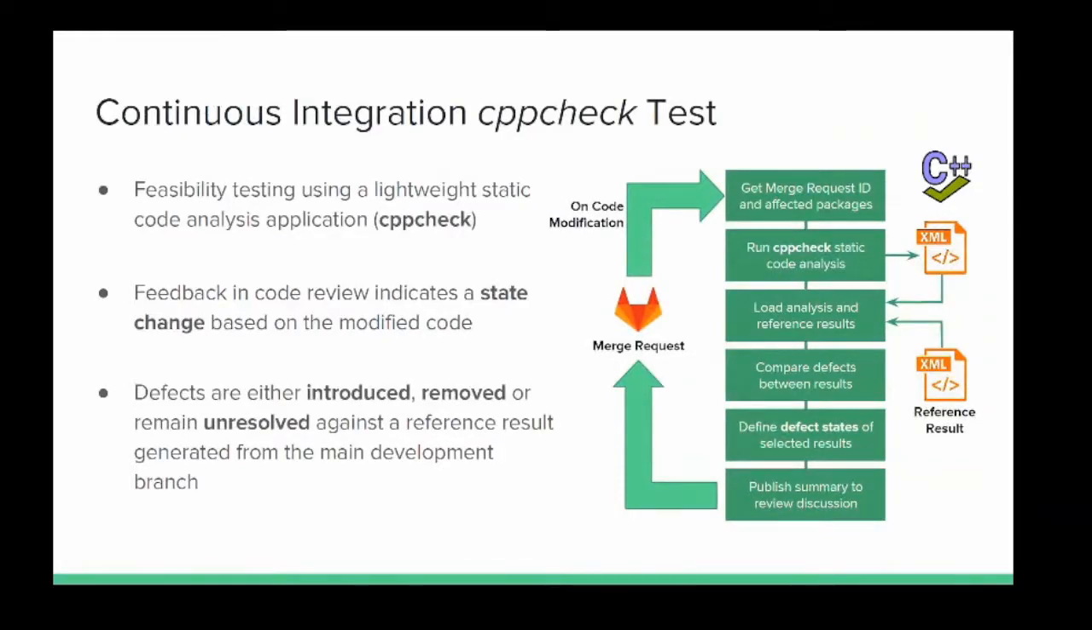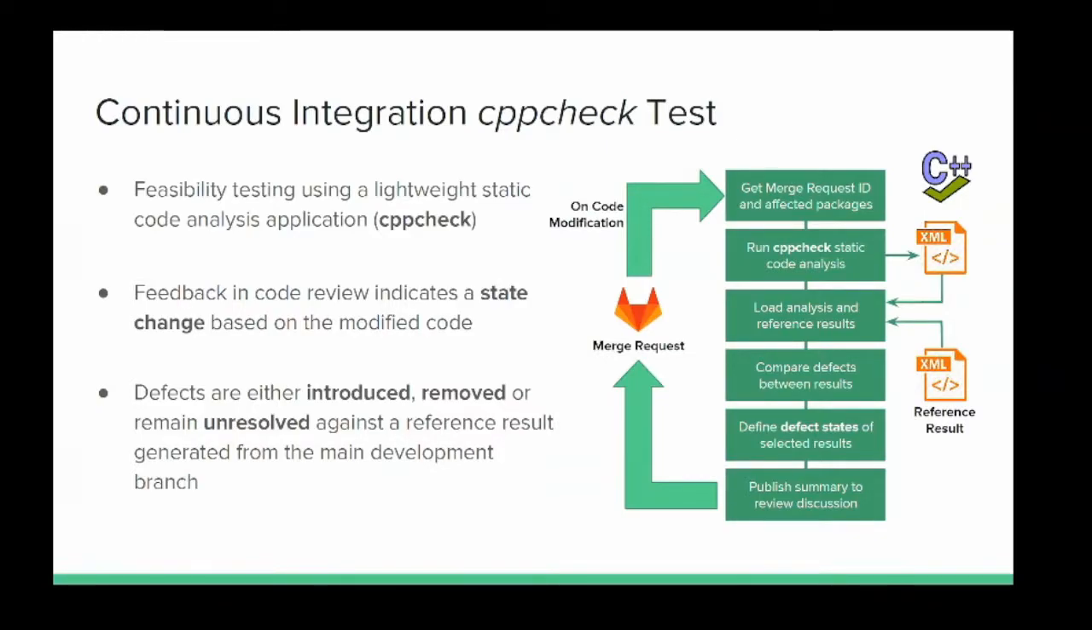So just to take one as an example, the first one that was attempted was to provide a continuous integration CPP check test. CPP check was tested because it was very easy to run on a partial section of the software release. It's also very easy to interpret the results. It just produces XML, and then you can just read that in.